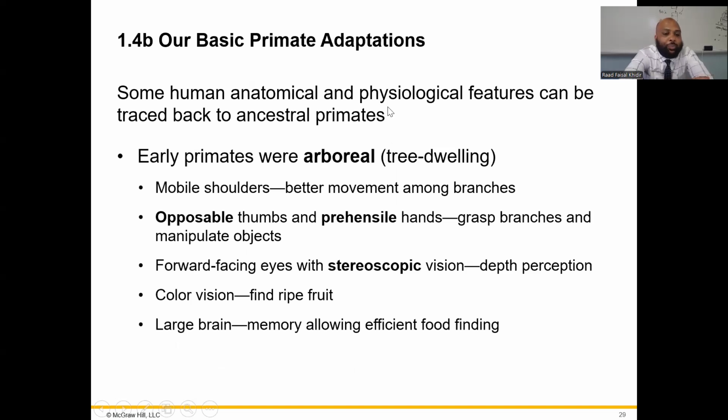We are primates, and here is an example of some evolutionary features. Some human anatomical and physiological features can be traced back to ancestral primates. Primates evolved to be arboreal. Arboreal means they live on top of the tree, because that helped them survive the lion down there. They escape by staying in the tree or by picking fruits from the top of the tree. So primates have very strong shoulders.